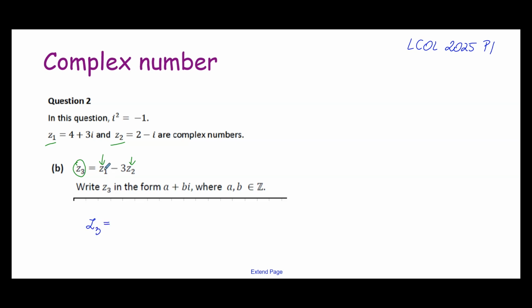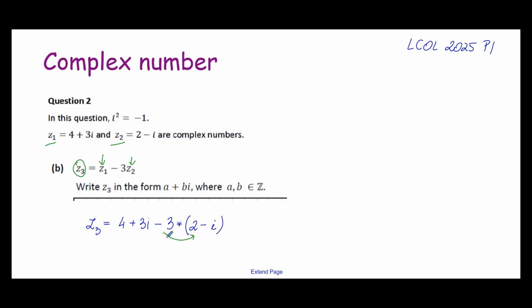We replace z1 with the actual complex number, which is 4 plus 3i, then minus 3 multiplied by, and again we replace z2 with the actual complex number, which is 2 minus i. Now, what do we need to do here?